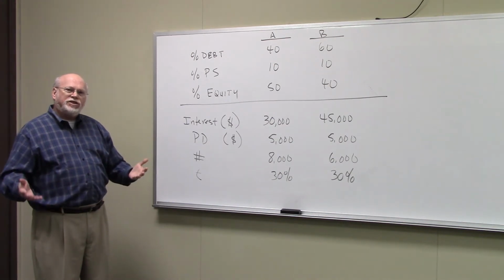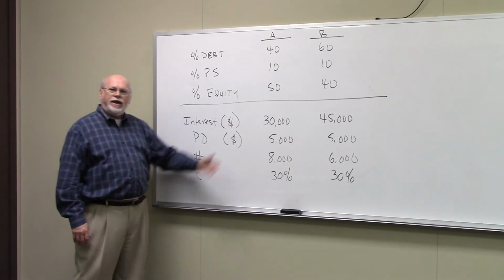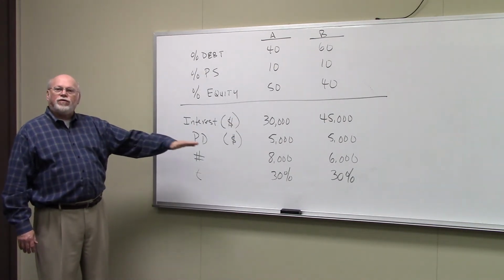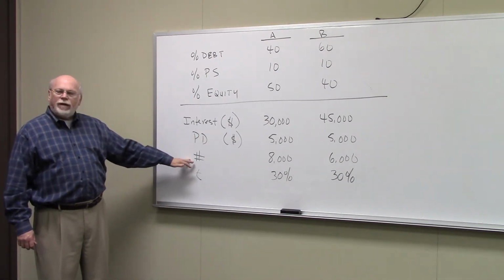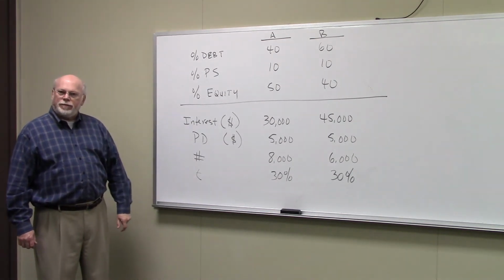What are the ramifications of this? Well, you estimate that if you go with capital structure A, your interest expense will be $30,000. Your preferred stock dividend that you're going to owe is going to be $5,000. Under capital structure A, you're going to have 8,000 shares outstanding, and your marginal tax rate, state plus federal, is going to be 30%.